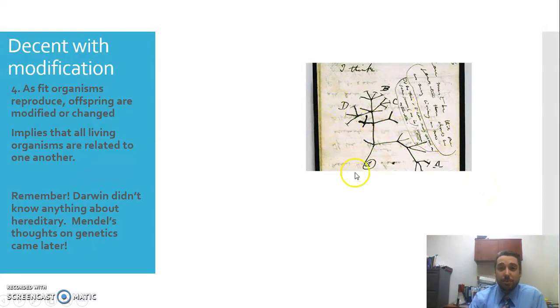So this is right from Darwin's book, and I like how it says, I think this is how it is. And he didn't know anything about heredity, right? Mendel didn't come until later. He knew nothing about genetics. He just knew that you passed on part of you or your traits.